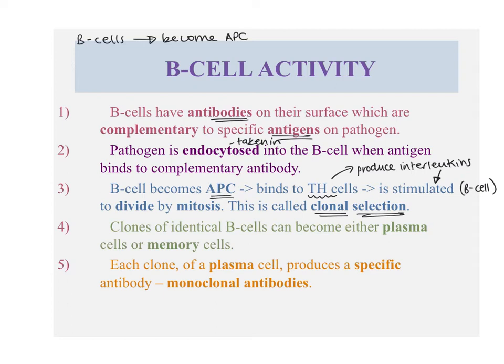Now those B cell clones can then either differentiate, so they become specialised, into plasma cells, which we'll look at in a second, or memory cells, which are very similar to the previous T memory cells that we spoke about. And each one of those plasma cells is able to produce antibodies. It produces specific antibodies, but because they're all the same type of antibody, we say that they are monoclonal antibodies. And you will have heard that if you did triple at GCSE.